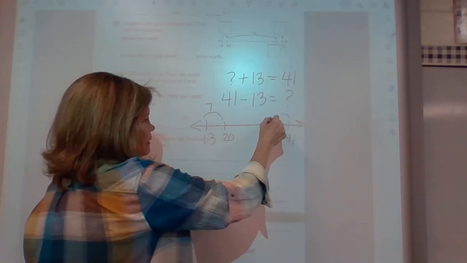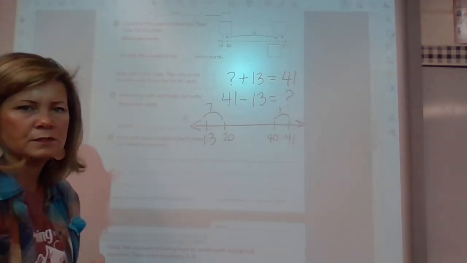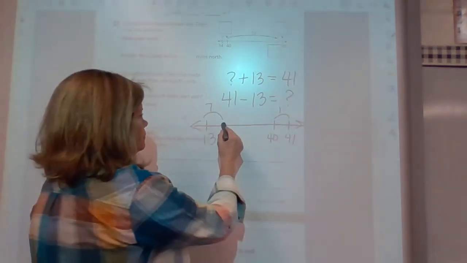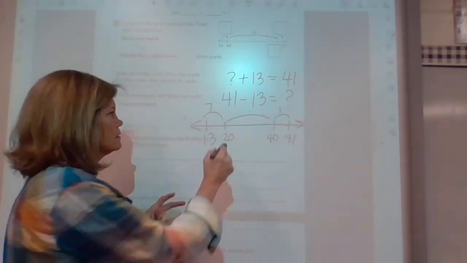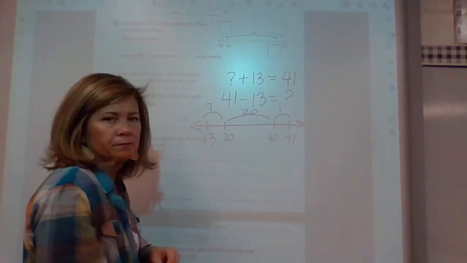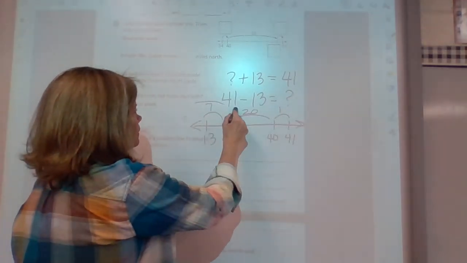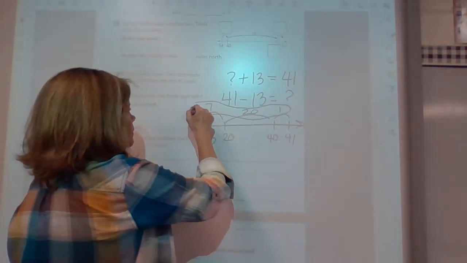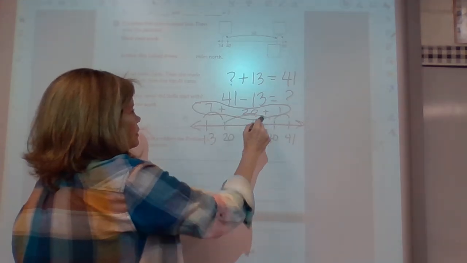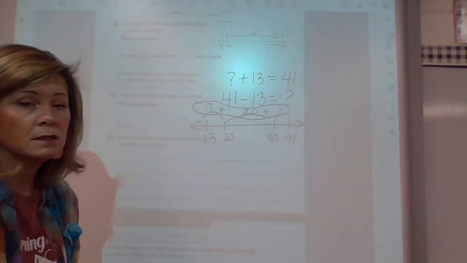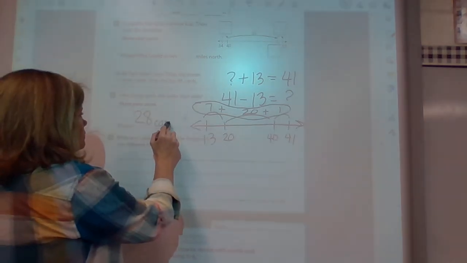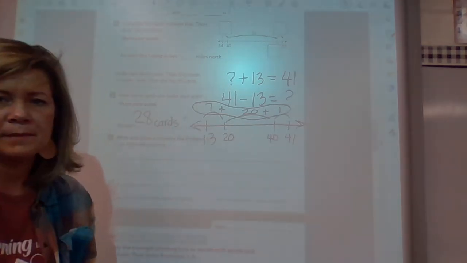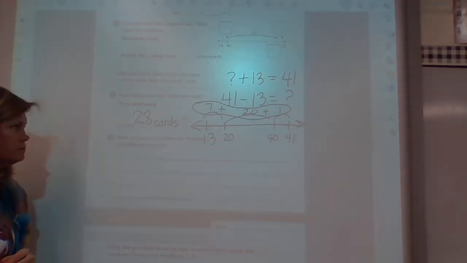That's easy peasy. I already know that. I know that's just 1 backwards. How many from 20 to 40? 20, 30, 40. 2 10s makes 20. Okay? Important part. Ooh, I'm kind of running into the problem above. 7 plus 20 plus 1. Well, 7 plus 1 is 8. 8 plus 20 is 28 cards. Okay? So that's your answer to that one.